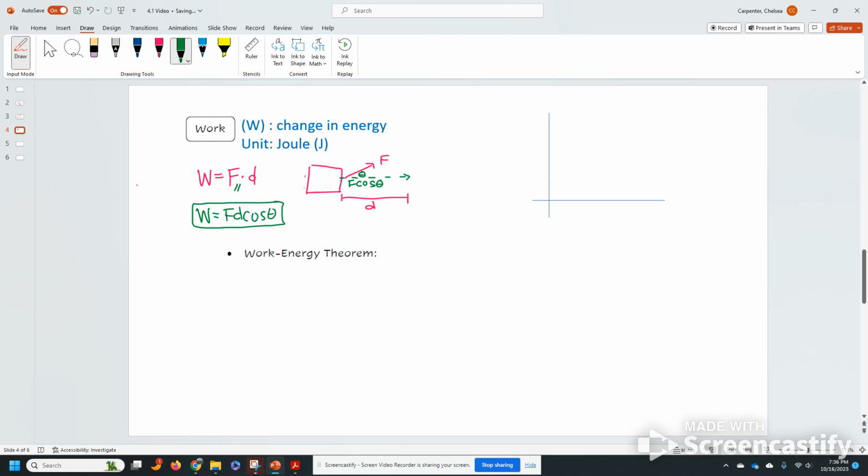This can be negative. So if I had some friction pulling in the other direction, but we're moving to the right, this force would cause a negative work. So work can be negative. If you have a graph of force versus distance, let's say we had a steady force going over a distance here, the area would be force times distance, or the area here is my work.